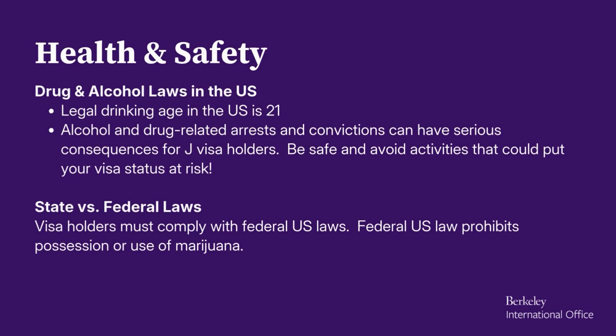Remember that the legal drinking age for anyone in the U.S. is 21. Alcohol and drug-related arrests and convictions can have serious consequences for J1 visa holders. Be safe and avoid activities that could put your visa or legal status at risk. Additionally, visa holders must comply with federal U.S. laws. Federal U.S. law prohibits possession or use of marijuana. So, although California state law allows for marijuana use, federal law does not, and you must follow federal law.